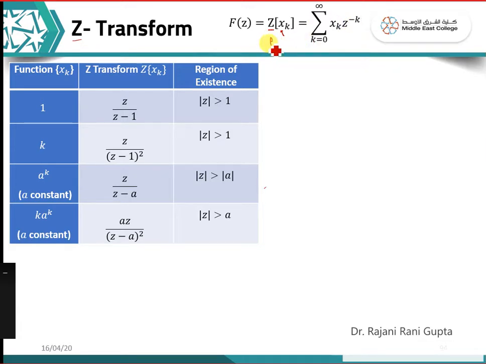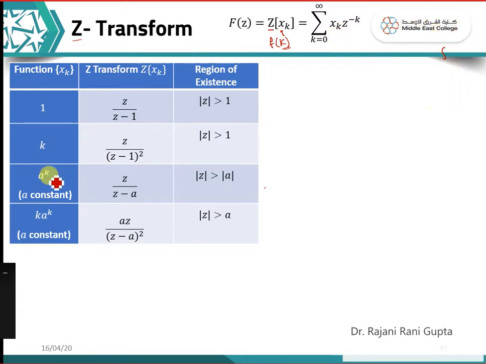So here it is a function of variable k. Like in Laplace transform it was a function of variable t, here it's a function of variable k. And we are using it for discrete point functions. We were using Laplace for continuous functions, that's why it was an integral.